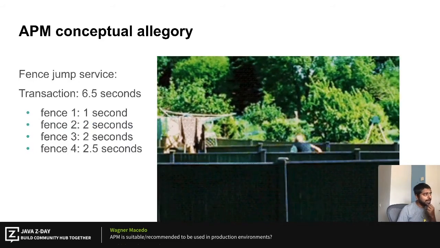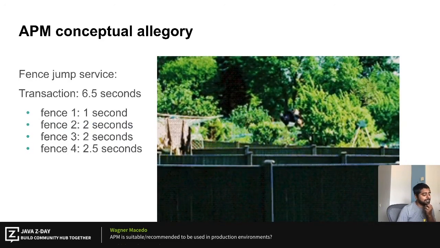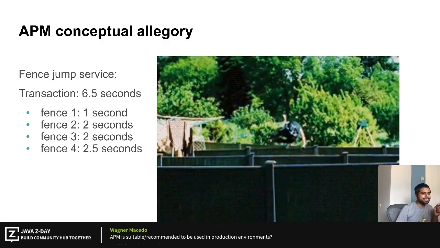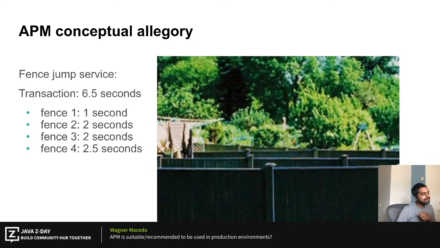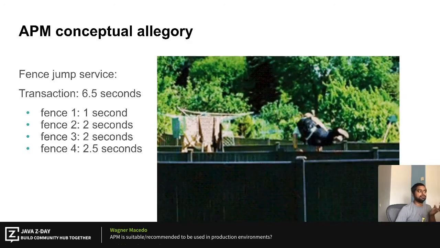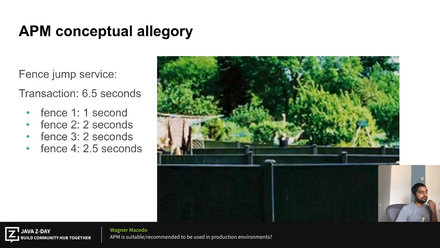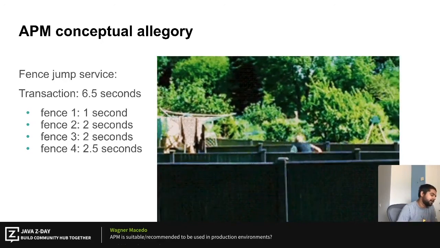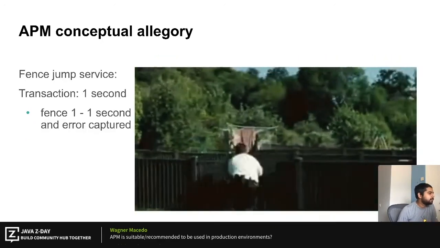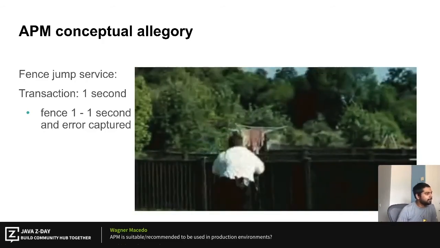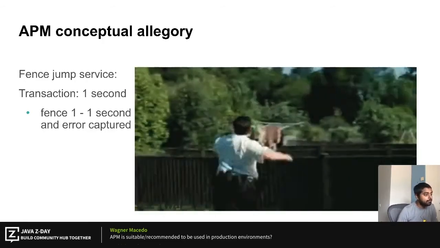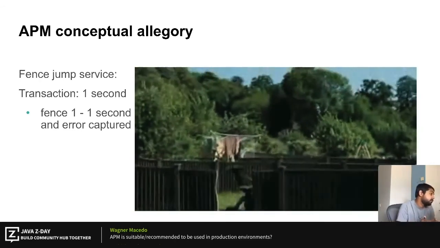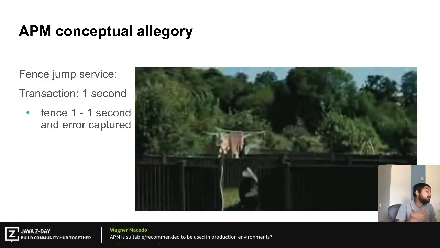To be frank, let us take an example of something like a fence jump service, where something is jumping fences, and for the first fence it took 1 second, second 2, third 2, and the fourth fence it took 2.5 seconds, right? You have cumulatively started aggregating how much time it took. But suppose in this situation it falls apart at the first fence, then you want to find out the error, or find out why it didn't reach the end goal. Why couldn't it jump all the fences?